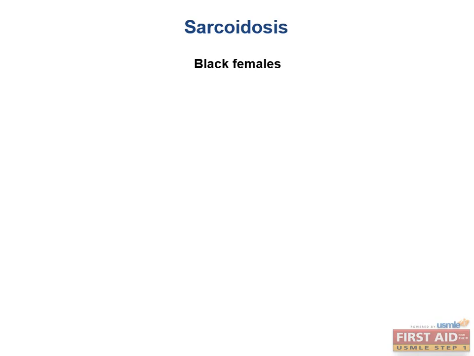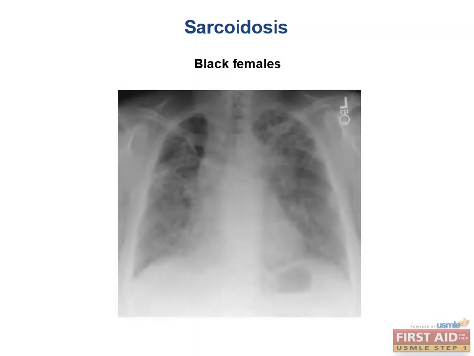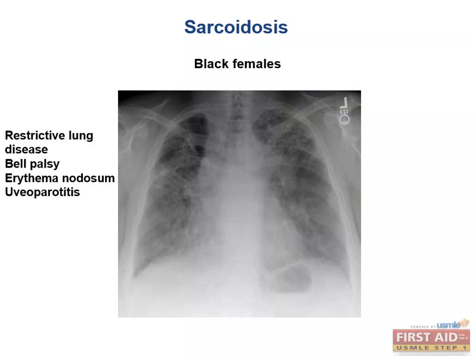So what's the most important presenting symptom? Restrictive lung disease. Chest X-ray will classically show bilateral hilar lymphadenopathy or reticular opacities. Aside from this, some of the other signs include Bell's palsy, erythema nodosum, and uveitis.